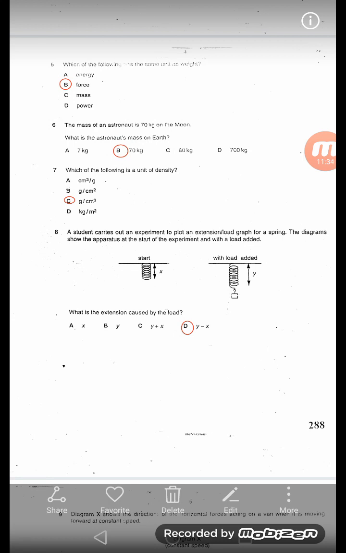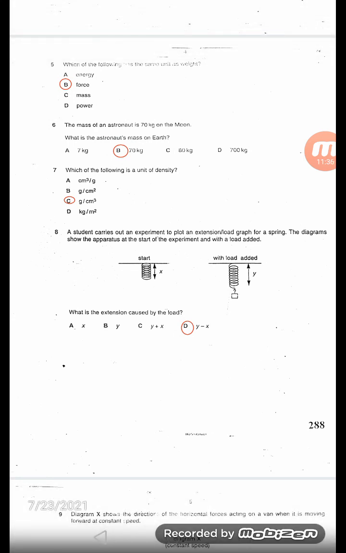Which of the following is the same unit as a mass? Obviously, it's a force. Force is in Newton, and mass is in kg. Force and the weight.